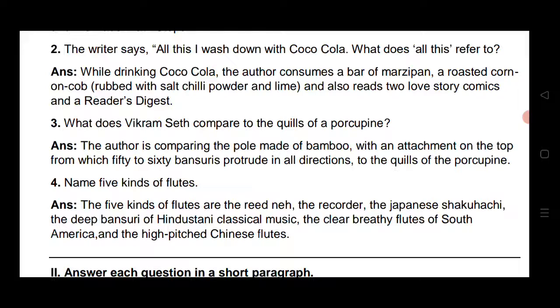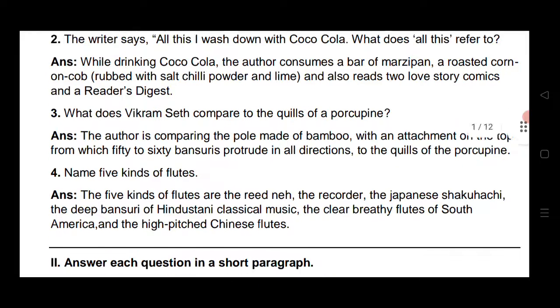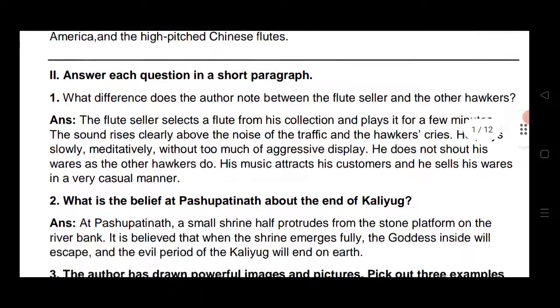Let's see question number 4. Name 5 kinds of flutes. The 5 kinds of flutes are the reed-ney, the recorder, the Japanese shakuhachi, the deep basuri of Hindustani classical music, the clear, breathy flutes of South America, and the high-pitched Chinese flutes. So these were the questions from thinking about the text.